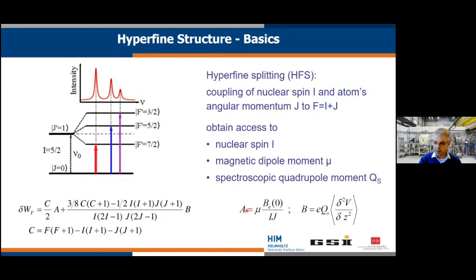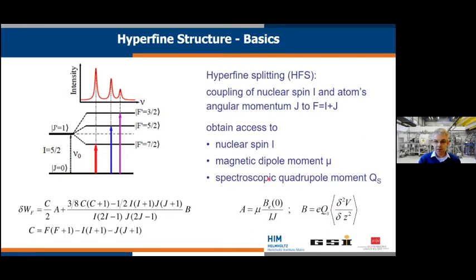So the factor A is connected to the nuclear magnetic dipole moment, and depends on I and J, and B_e(0) would be the magnetic field that the electrons produce at the location of the nucleus. The B factor is connected to the spectroscopic quadrupole moment Q_s, and ∂²V/∂z², this is the electric field gradient of the electrons at the position of the nucleus.